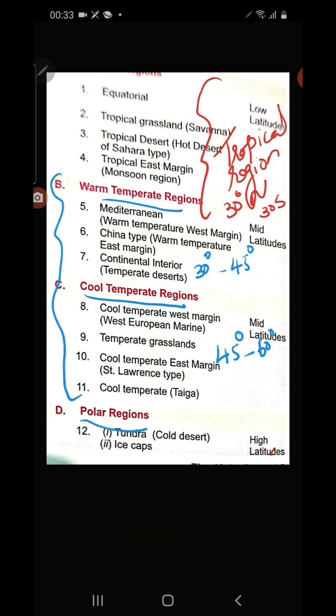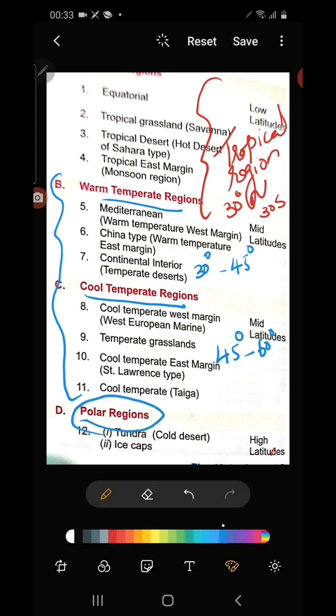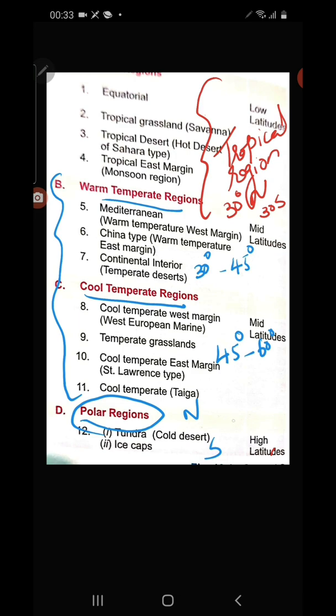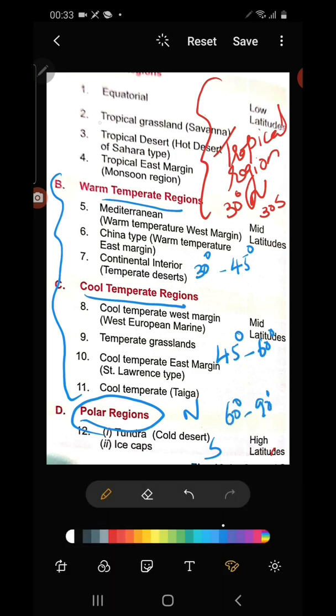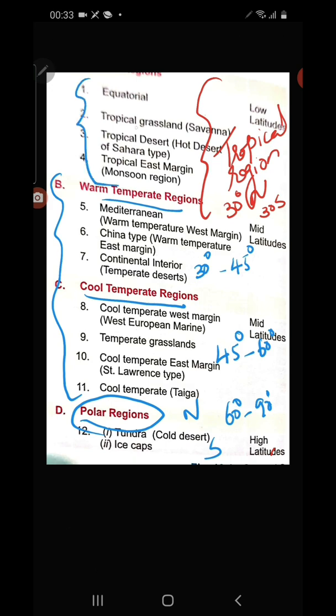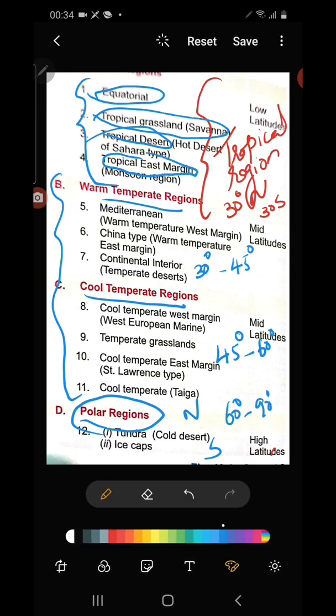Then comes the polar region. You know that there is the north polar region and also the south polar region, from 60 degrees to 90 degrees. Understood? So now within the tropical region, which important natural regions come? The natural regions are the equatorial region, tropical grasslands, tropical desert, Sahara, and the tropical east margin, that means the monsoon region.